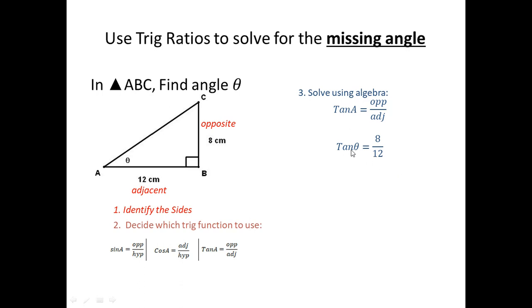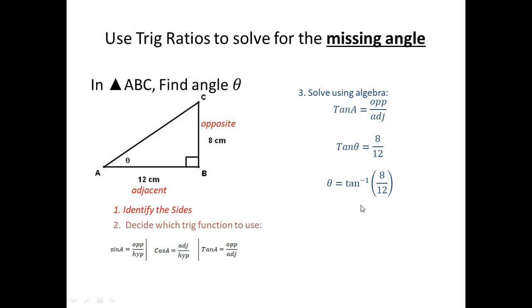Next, I need to undo the tan so that I can isolate the theta on its own. So we have theta is equal to inverse tan, or we write it tan negative 1, of 8 over 12.